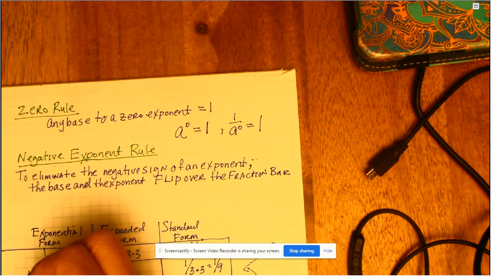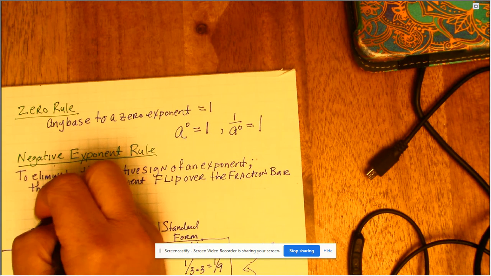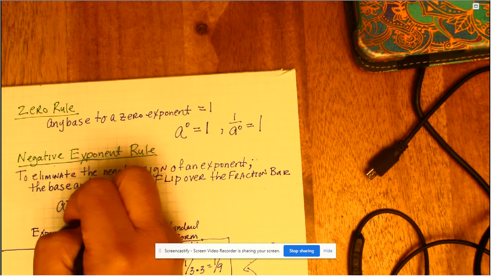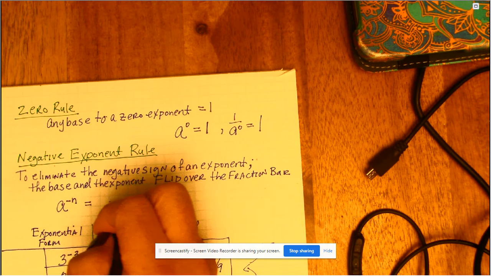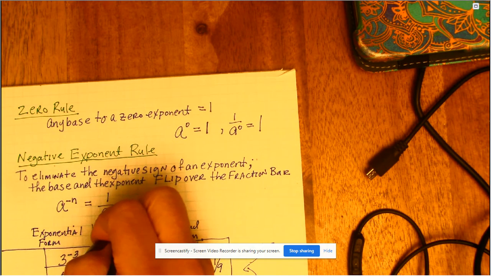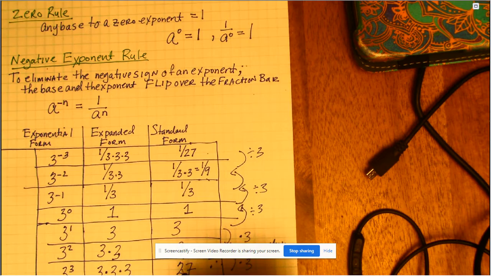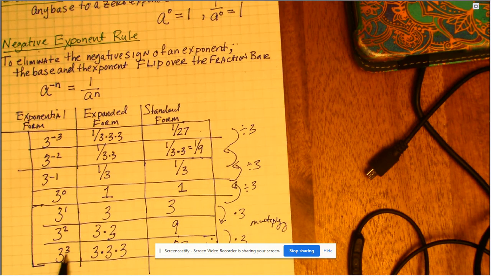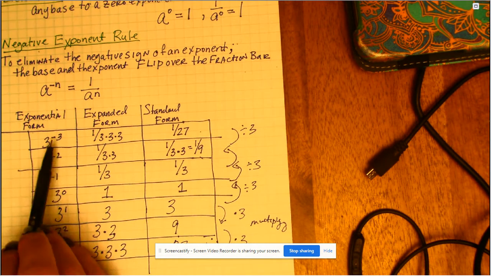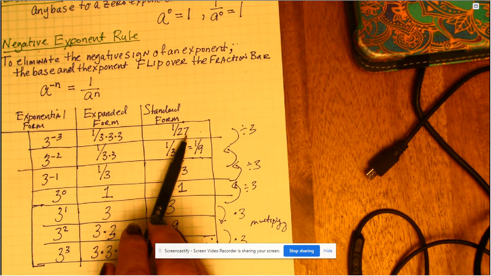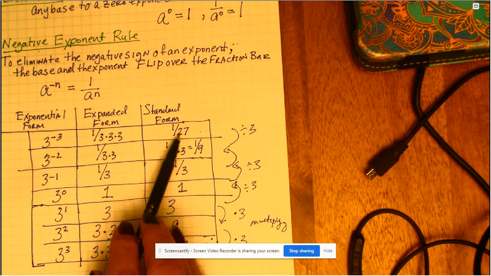So how do we represent that symbolically? What we know is that a to the negative n is equal to 1 over a to the n. And if you think back to our table here, 3 to the third was 27, but 3 to the negative third still had a 27. It had just moved to the bottom.